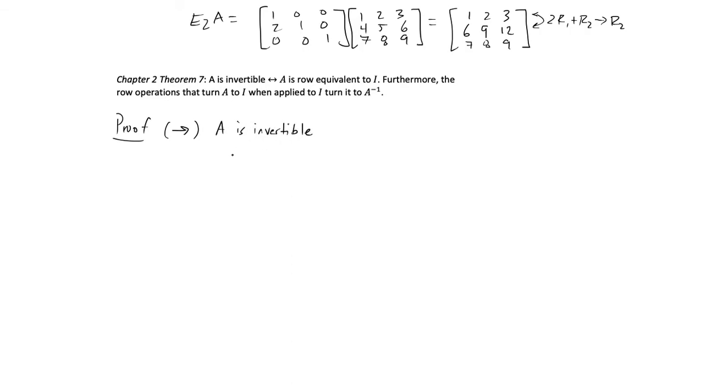If A is invertible, then Ax equals b has a solution for every b. And this is true because the solution is the inverse times b. This is a theorem. So A is invertible implies this statement. If Ax equals b has a solution for every b, then A has a pivot in every row. This is a theorem.